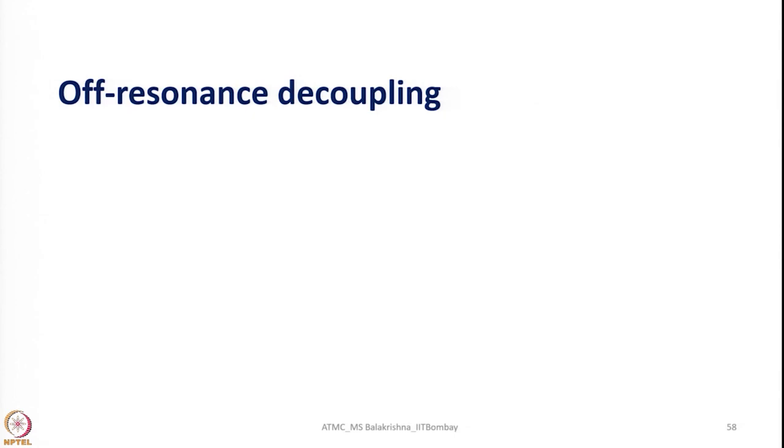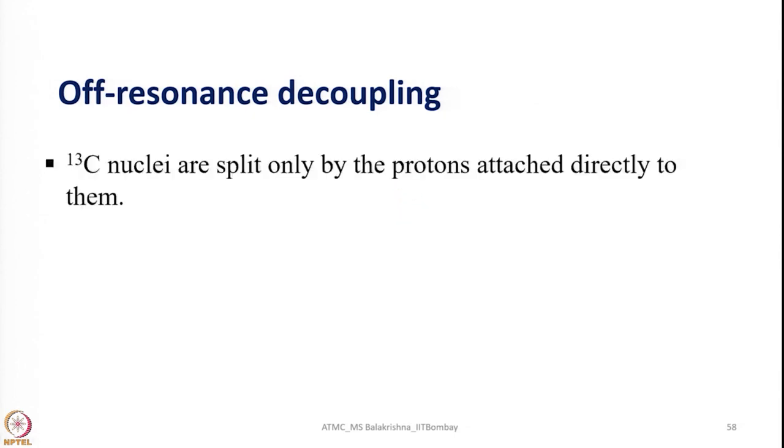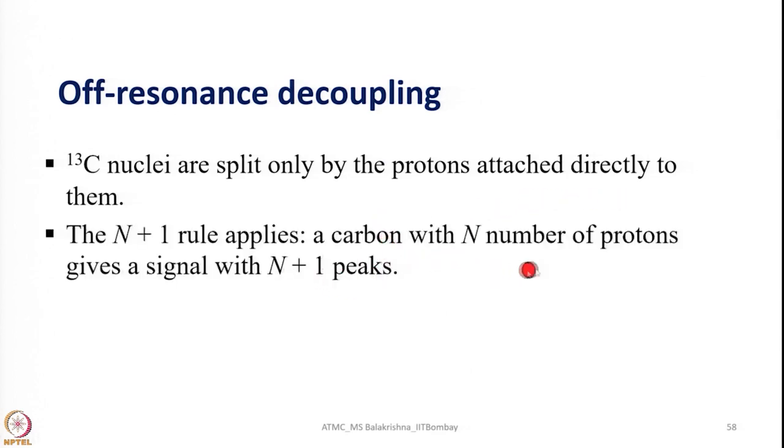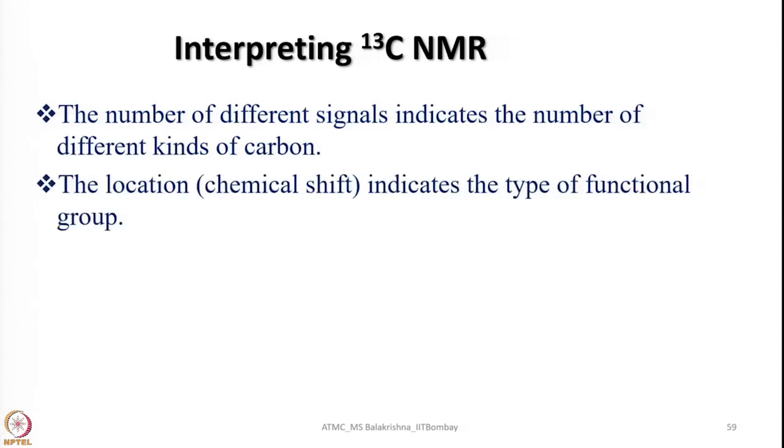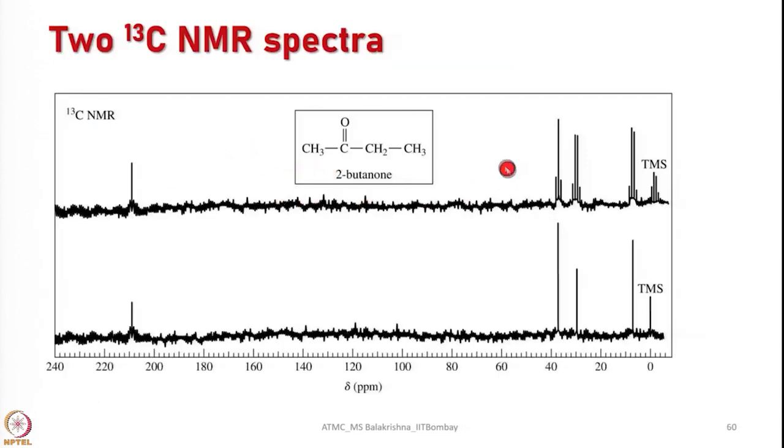Now, proton decoupling. What is that? 13C nuclei are split only by the protons attached directly to them, so the n plus 1 rule applies. A carbon with n protons gives a signal with n plus 1 peaks. So interpreting will be a little bit complicated. As a result, we go for the decoupled one. You can see here, for example, this is a coupled NMR and this is a decoupled. Decoupled is very easy. We have 1, 2, 3, 4 carbons, plus the TMS standard. Here also we have 4, but because of hydrogen coupling, this one is showing a quartet, this a triplet, and this a quartet again.